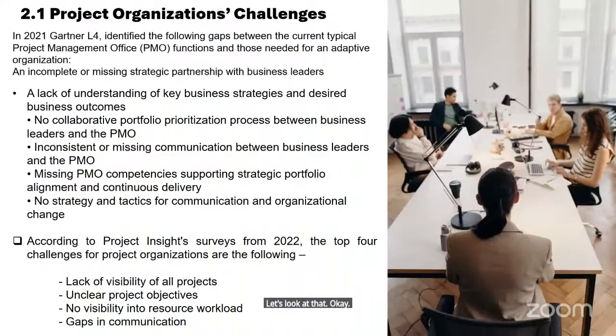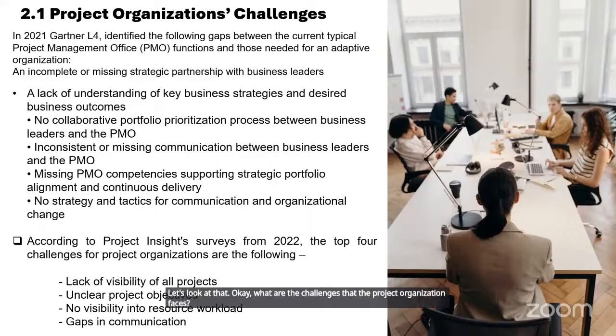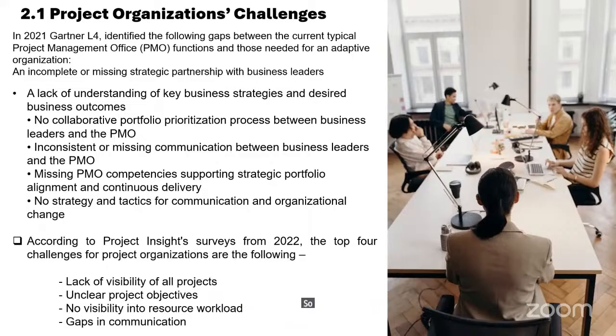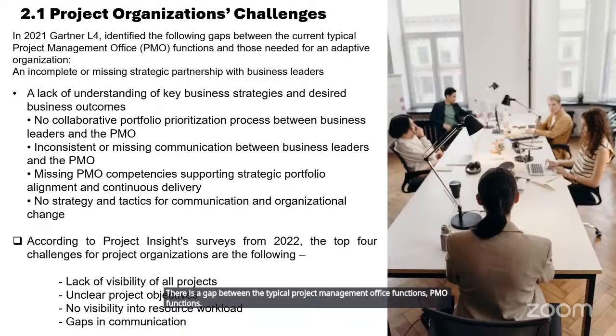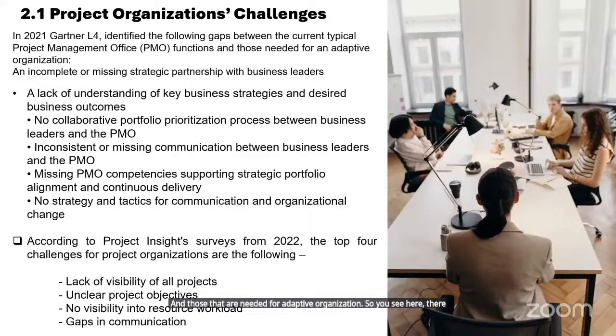Okay, what are the challenges that the project organization faces? Gartner is a market research firm. They had identified that there is a gap between the typical project management office functions, PMO functions, and those that are needed for an adaptive organization. So you see here, there is an incomplete or missing strategic partnership with business leaders. Because of which there is a gap between business and technology. So what the team delivers and what the business wants, there is a gap. And that is not bridged. So the customer is not very happy and he says, I asked for this, but you gave something else.